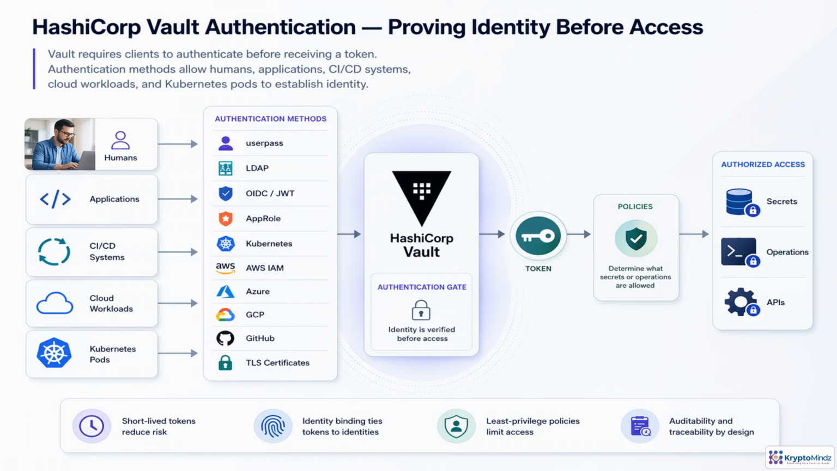Vault maps that verified identity to policies. The token is not the permission by itself. It carries the policies that define allowed secrets, operations, and APIs. Strong designs favor short-lived tokens, strong identity binding, and least privilege mappings, especially for automation.